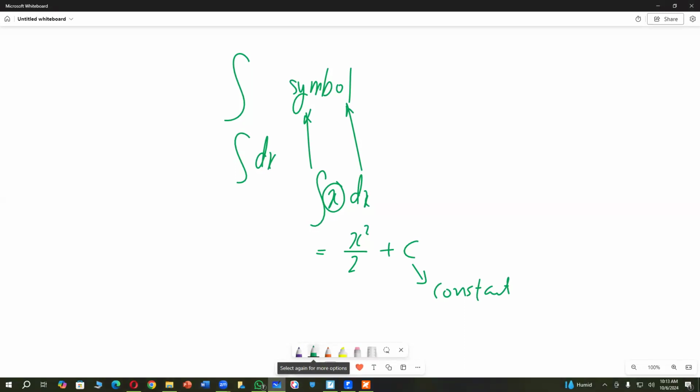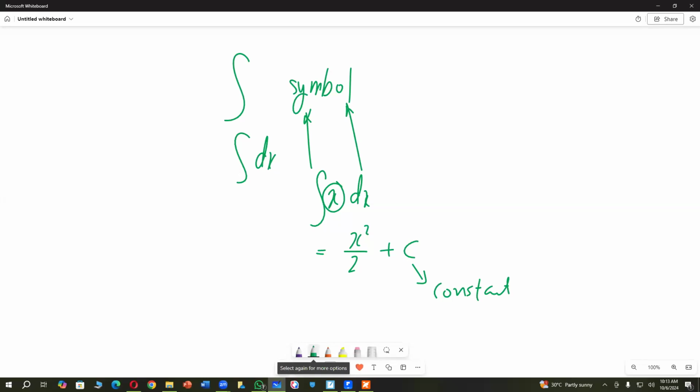The first concept should be clear: integration is the reverse of differentiation. The second concept which is necessary to understand is that integration has two formal symbols. One is that wave sign, and the second is the thing dx. They both will disappear when you integrate. So there are three concepts now.